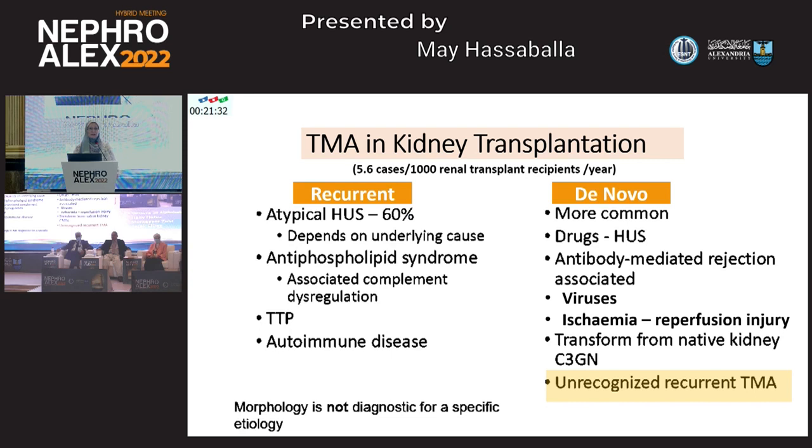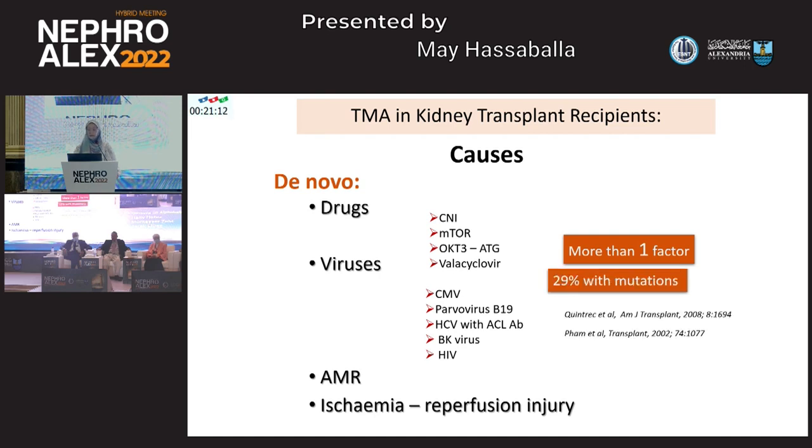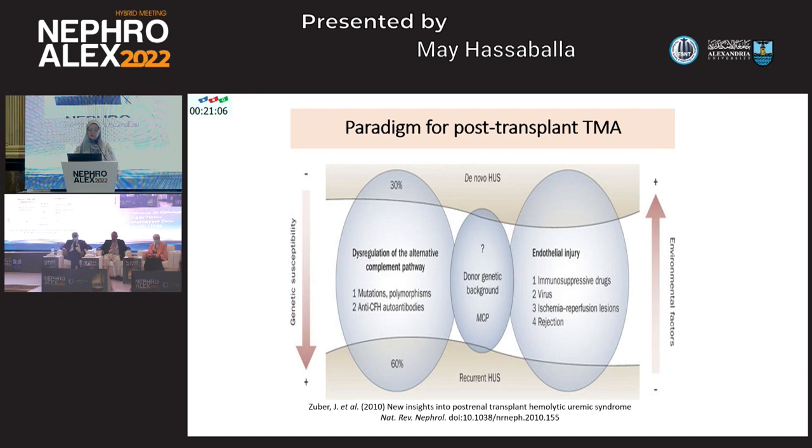You can have a TMA that is not recognized, and it needs a trigger that will make it show, and you will not be able to tell before the transplantation. This is what makes it difficult, actually. If you look at the causes of the de novo, usually you need more than one factor, for instance a patient receiving calcineurin inhibitors who develops TMA. But then it was found that in 29% of the cases, they have genetic mutations. So it's a form of a mix between the two.